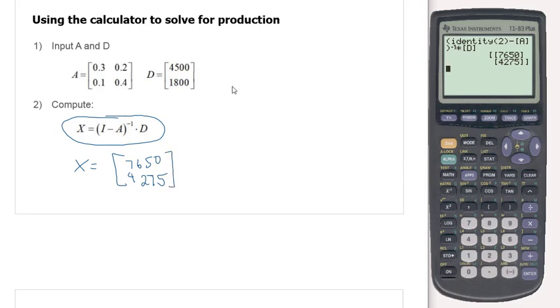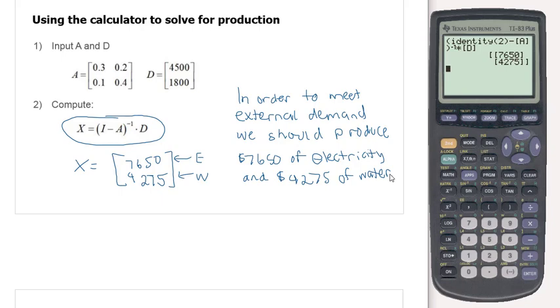So what does this mean in terms of our original problem? Remember, this was our electricity and this was our water. So this tells us in order to meet our external demand of $4,500 of electricity and $1,800 of water, we need to produce $7,650 of electricity and $4,275 of water.